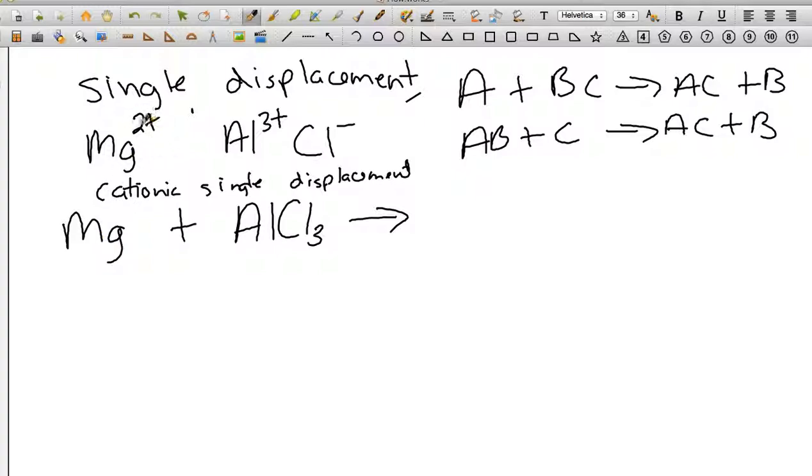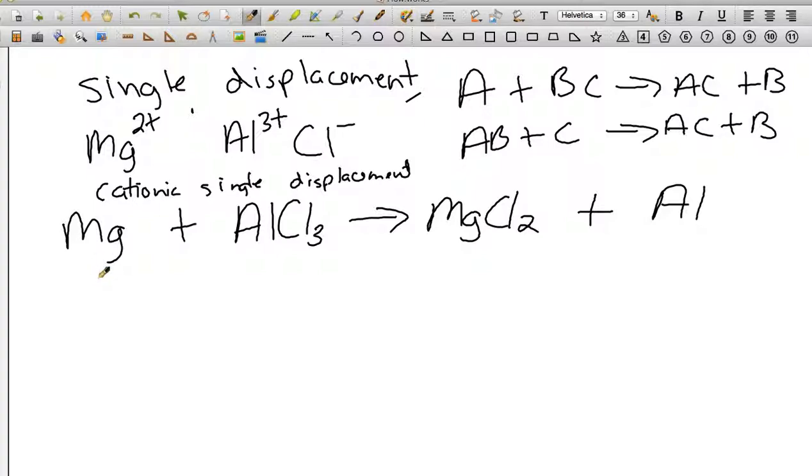So if magnesium's a 2 positive and chlorine's a -1, on the other side we will have MgCl2. Let's point that out again. I had a cation and an anion. This cation is going to replace or displace, kick out the aluminum, and combine with the chlorine. A 2 positive and a 1 negative is MgCl2. This leaves aluminum left over by himself. So a cationic single displacement.